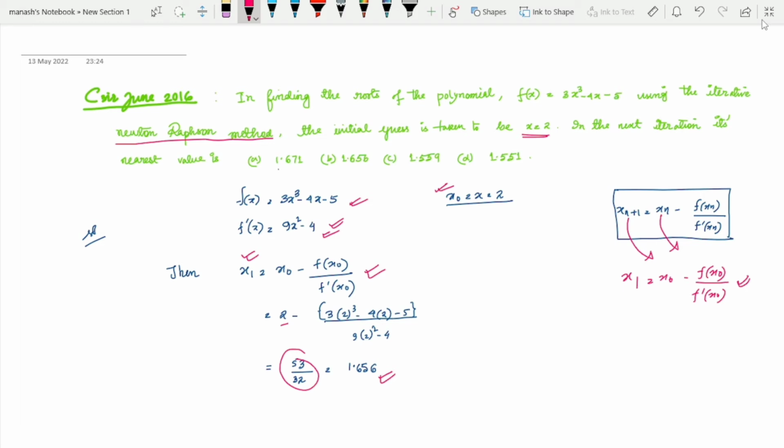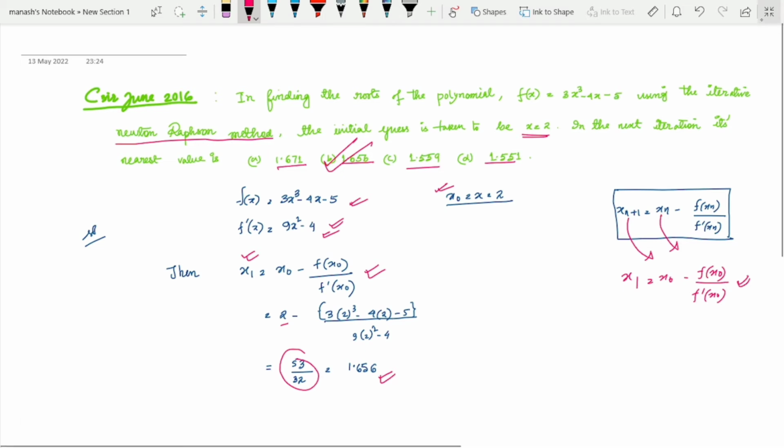The options are very close to each other, right? So you cannot approximate. Always find what is coming. Don't approximate, suppose, 1.66 as 1.67. Keep it as 1.66, right? So the option is 1.656. So this is the correct option.